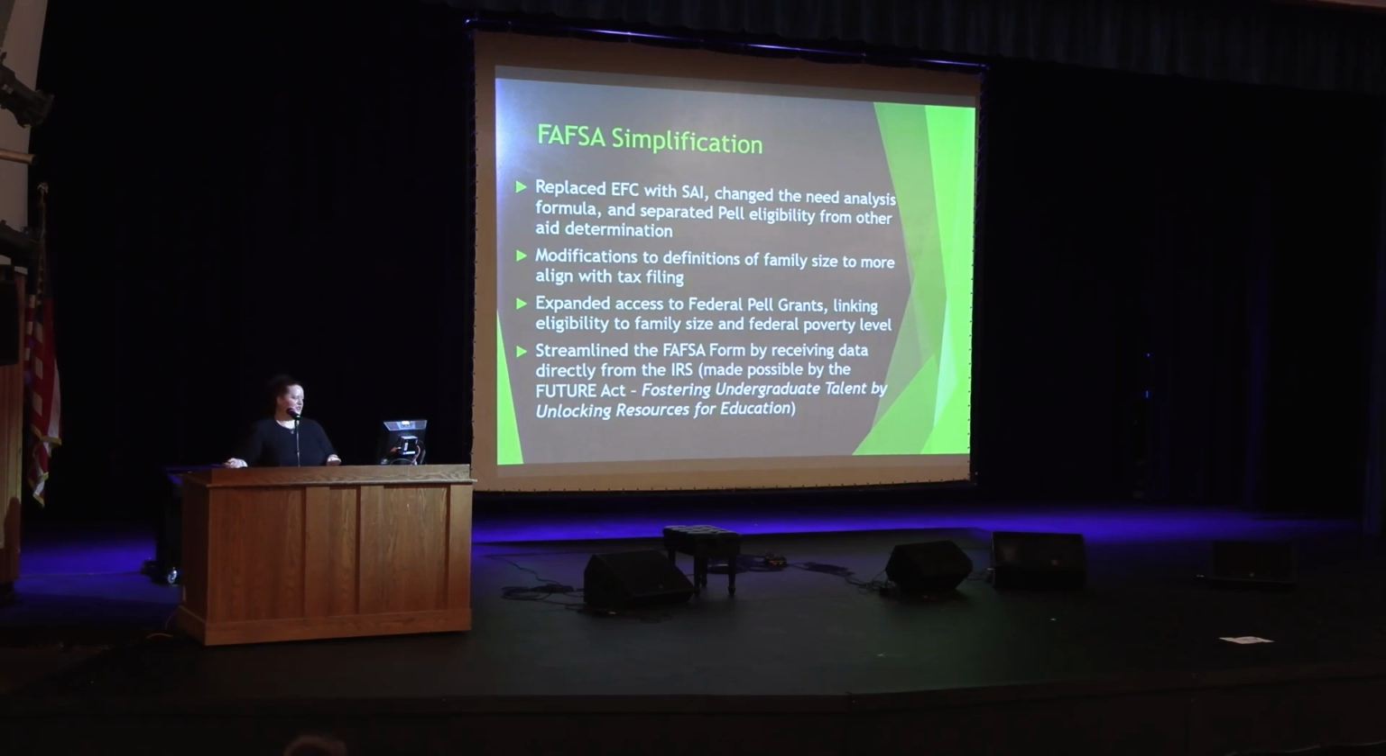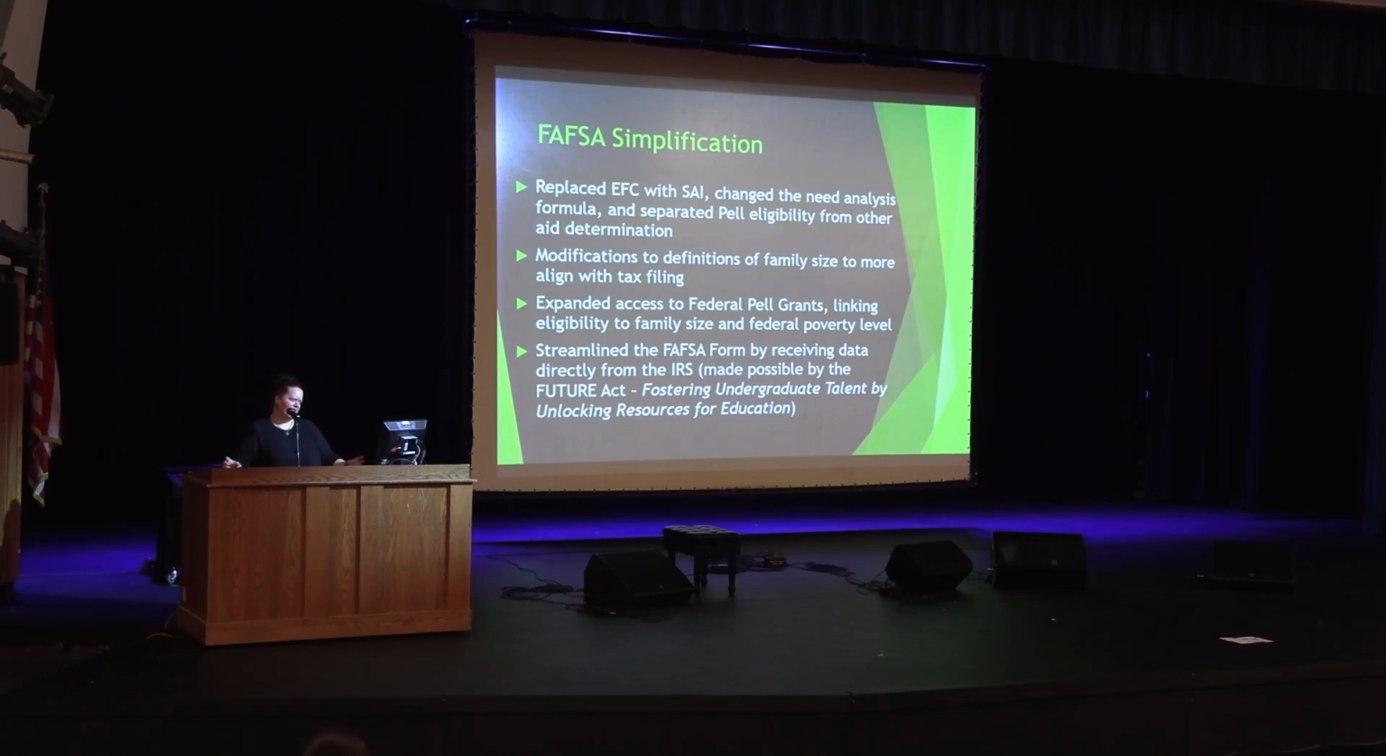So things that changed with FAFSA simplification, they replaced the EFC with the SAI, which was really just wording. EFC stood for expected family contribution, which was usually not what a family could contribute. So it was just confusing terminology. SAI stands for Student Aid Index.